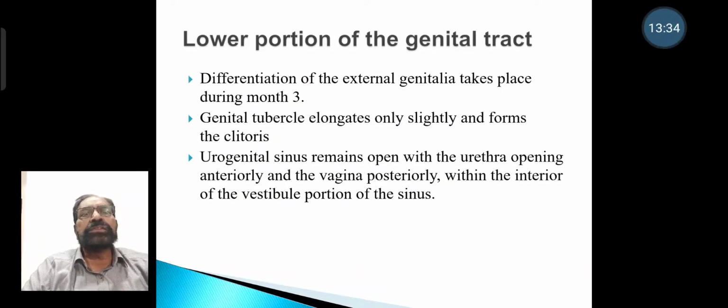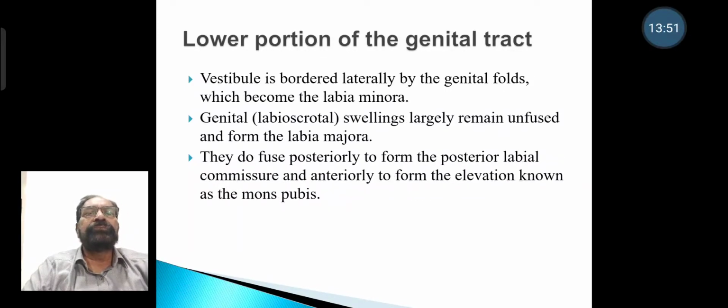Differentiation of the external genitalia takes place during month 3. The genital tubercle elongates only slightly and forms the clitoris. The urogenital sinus remains open, with the urethra opening anteriorly and the vagina posteriorly within the interior of the vestibule portion of the sinus. The vestibule is bordered laterally by the genital folds, which become the labia minora. The genital swellings, or labioscrotal swellings, largely remain unfused to form the labia majora. They do fuse posteriorly to form the posterior labial commissure and anteriorly to form the elevation known as the mons pubis. Thank you.